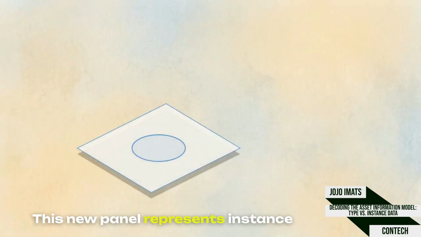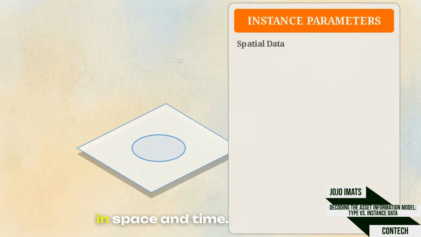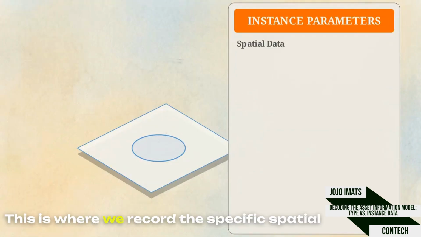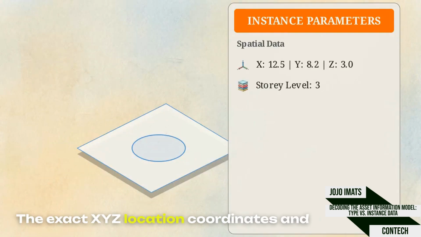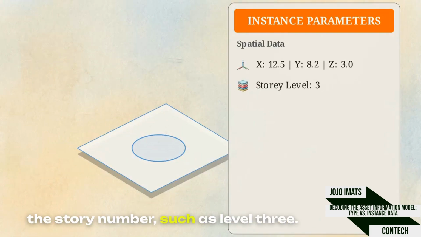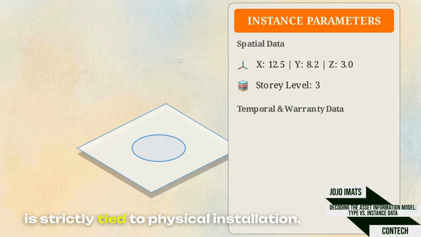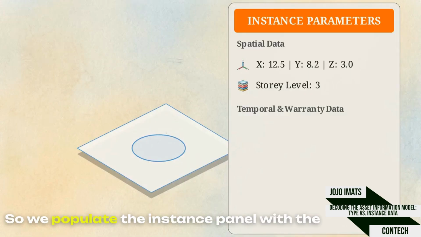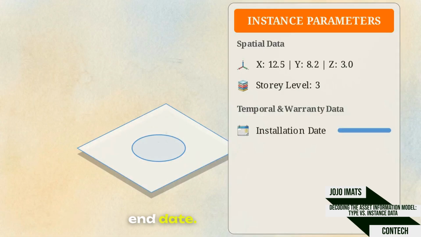This new panel represents instance parameters, the unique data defining one specific item in space and time. This is where we record the specific spatial data required, the exact XYZ location coordinates, and the story number, such as level 3. Operations and maintenance teams also require temporal and warranty data that is strictly tied to physical installation, so we populate the instance panel with the precise installation date and the warranty end date.